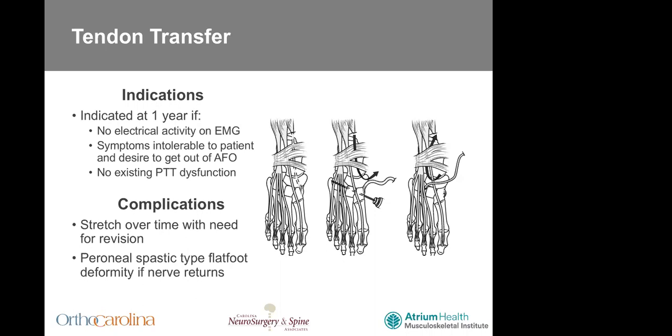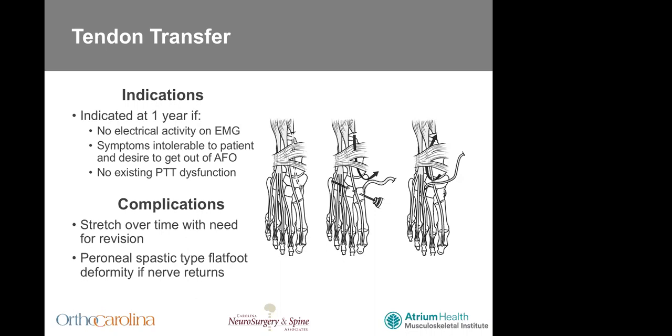Tendon transfers utilize the posterior tibial tendon. They've been described for many years. The posterior tibial tendon is generally transferred through an interosseous membrane, which has been shown to be biomechanically superior to subcutaneous transfer, to various locations on the dorsal midfoot based on surgeon preference. It's usually into the middle cuneiform. This is often done in association with gastrocnemius lengthening. Complications include stretch over time, leading to need for revision surgery.